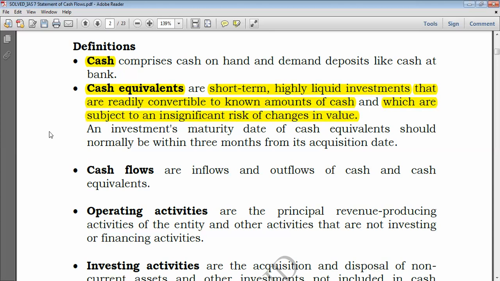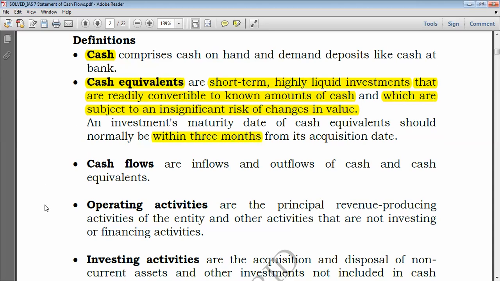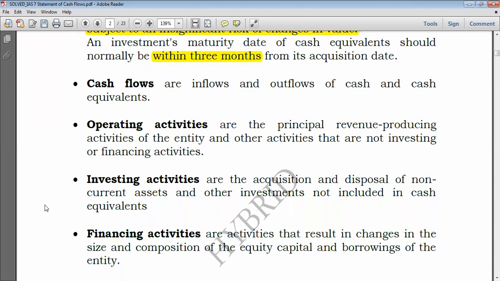All right, now in an exam, how do you figure out whether this is a cash equivalent or not? We say an investment's maturity date for a cash equivalent should normally be within 3 months from the acquisition date. So if you have an investment that does not exceed 3 months maturity, we call it cash equivalent. This is a very important point to note, because when preparing the statement of cash flows, you would have a line of cash and cash equivalents, and we usually combine them. All right, so we can proceed.